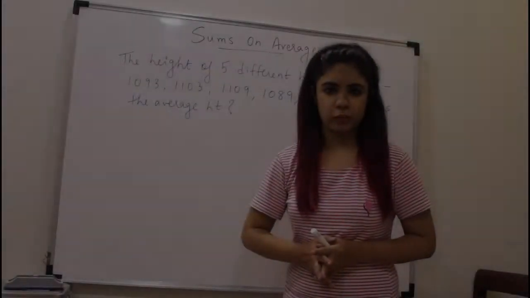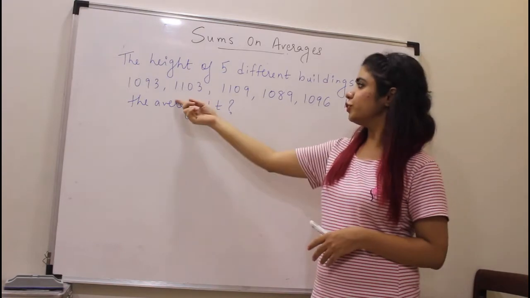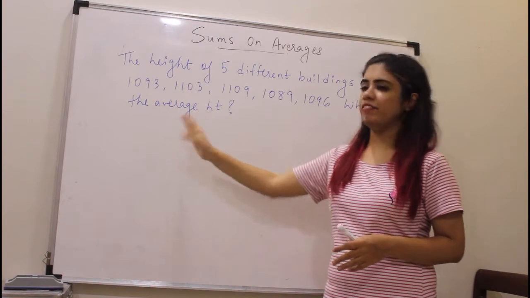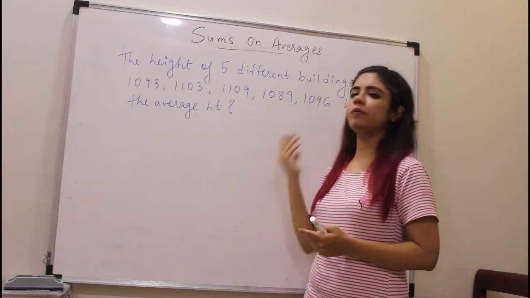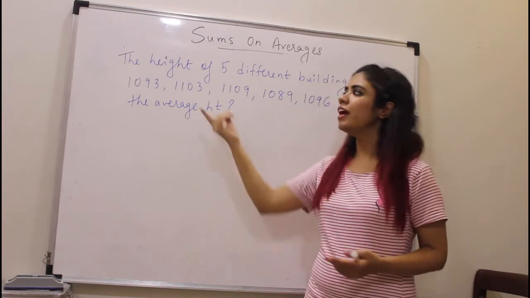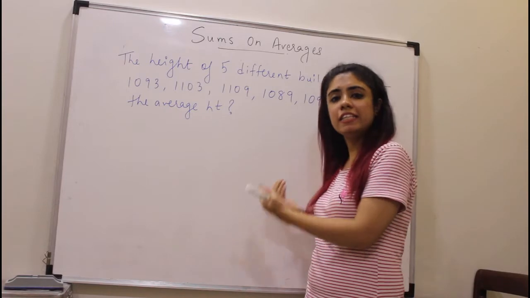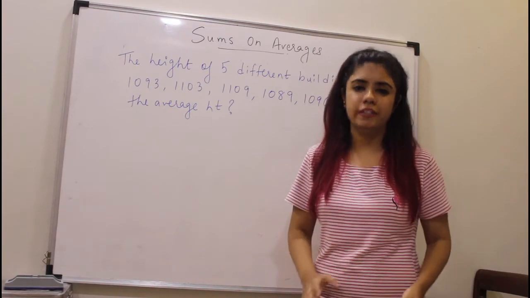Now let's look at the next question. The heights of 5 different buildings are given, so these are the 5 different buildings' heights. They are asking you, what is the average height? Okay, what is the average height? Now you must be wondering, it's a simple question. How do you calculate the average? Add everything, divide by number of terms. So why have we taken this problem here? I'll tell you a different method to calculate the average.